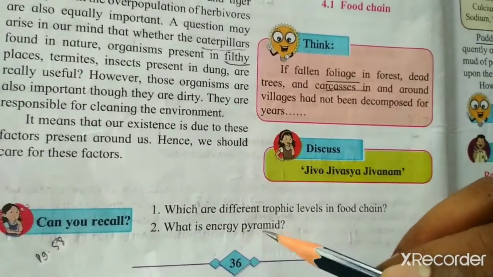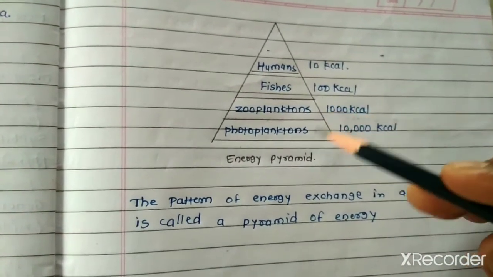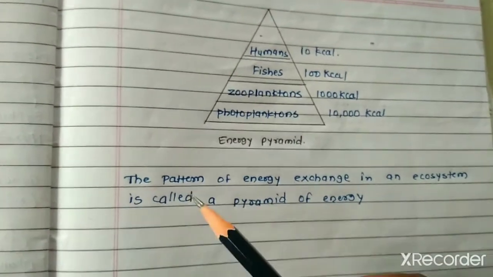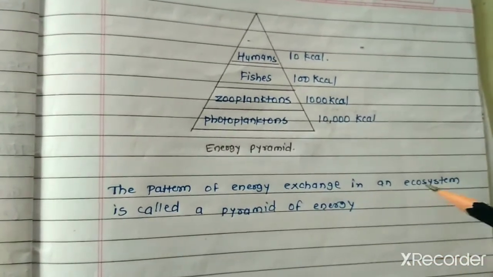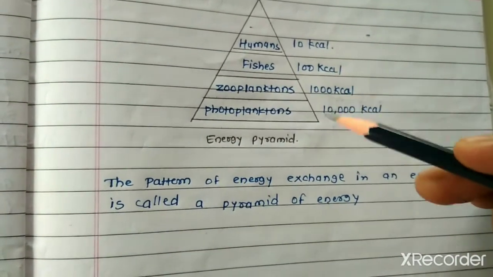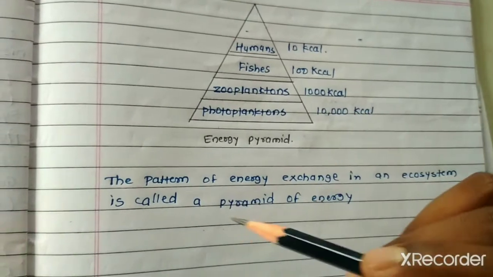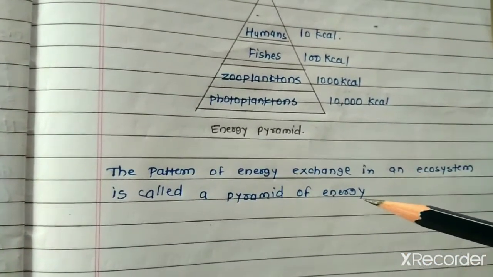Second one is, what is an energy pyramid. This diagram shows the energy pyramid. The pattern of energy exchange in an ecosystem is called a pyramid of energy.